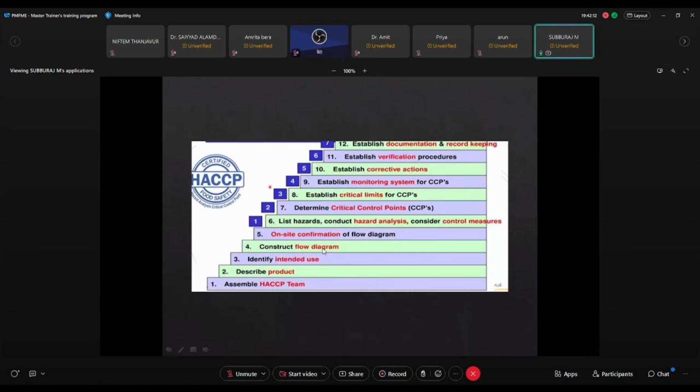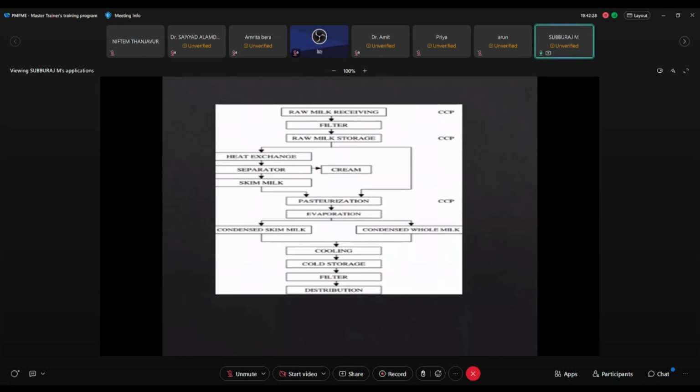Then the principles, there are 7 principles: list the hazards and conduct hazard analysis, control measures, determine the critical control points, establish the monitoring system, corrective action, then verification, and documentation and record plans. Here I am going to tell you small things only. This is one final idea, about where we have to put the critical control point.